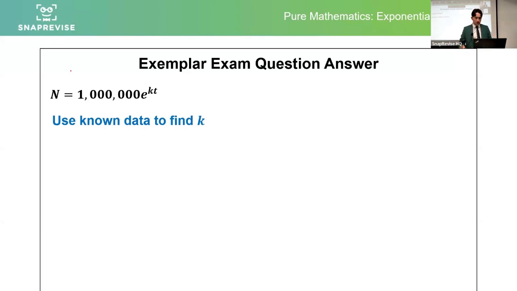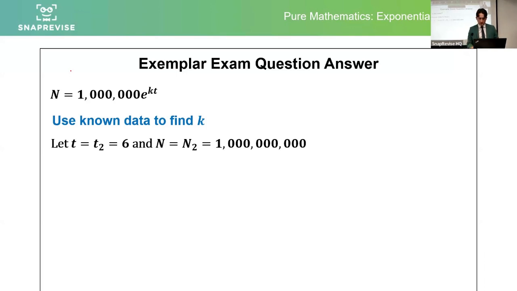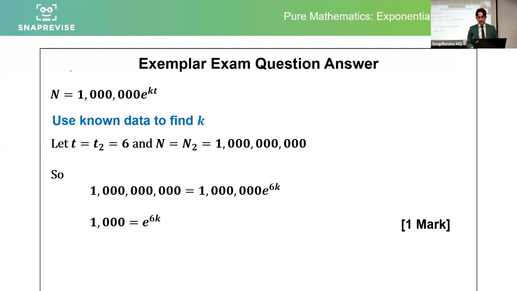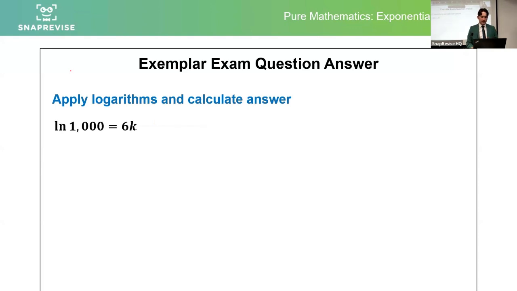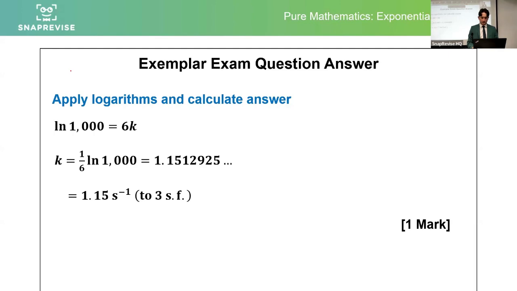Now, use another known value that we have. Well, we know that 6 years later, there's a billion in the population. So I'm going to put that value in. So I know that a billion equals a million times e to the 6k, and I can solve this. Divide both sides by a million, and 1,000 must be e to the 6k. I can take logs of both sides. So take ln of both sides, and ln of 1,000 is 6k. Divide it by 6, and I've got k. And do notice it did ask us to round it in a specific way. So that's it.